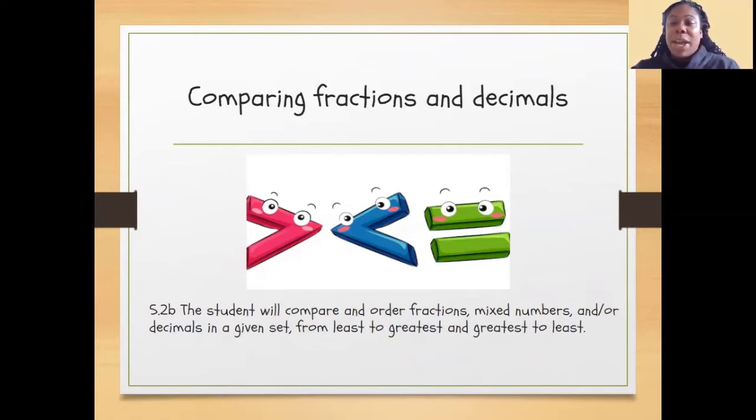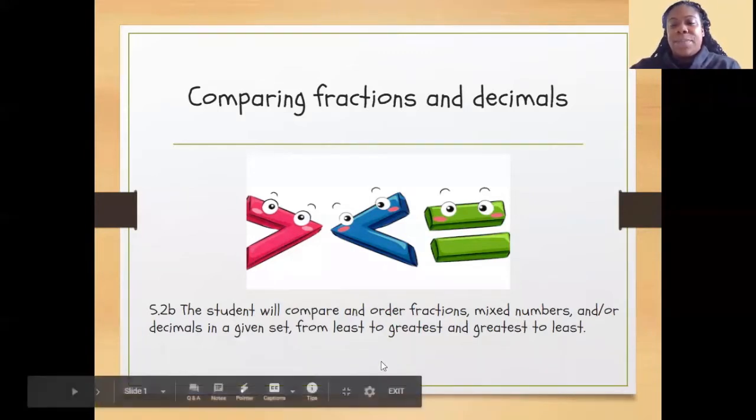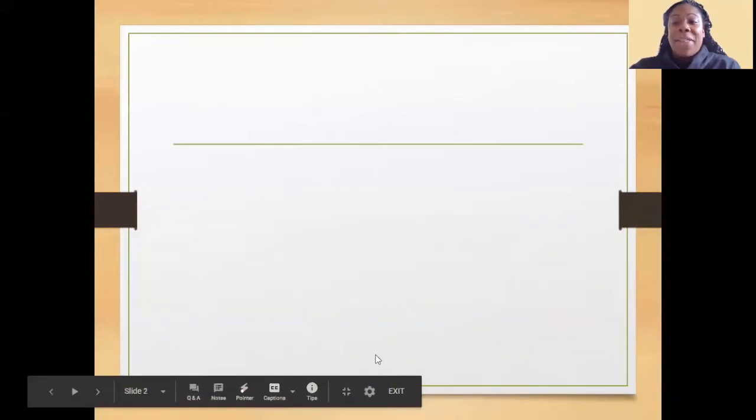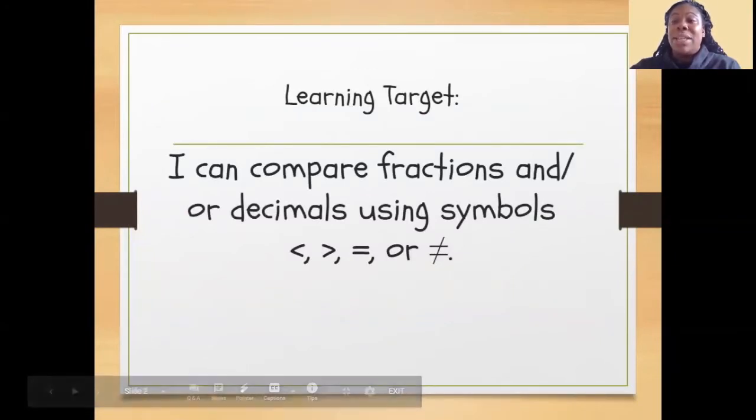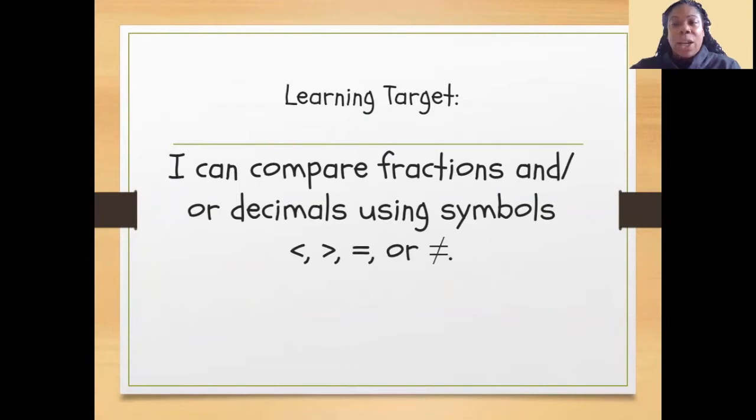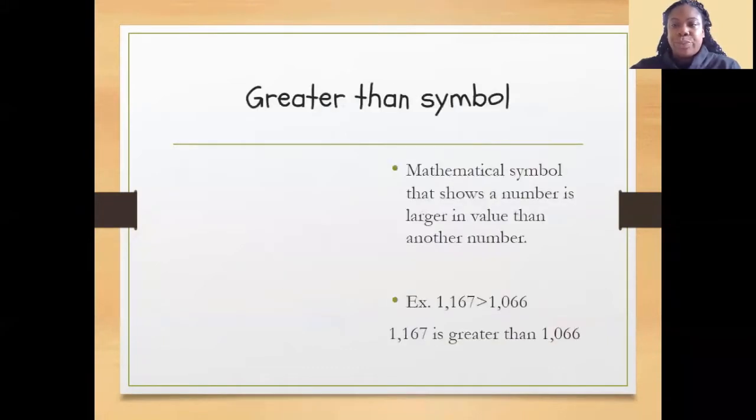The students will compare and order fractions, mixed numbers, and/or decimals in a given set from least to greatest and greatest to least. Let's get started. By the end of today's lesson, you will be able to do just that: compare fractions and/or decimals using the symbols less than, greater than, equal to, or not equal to.